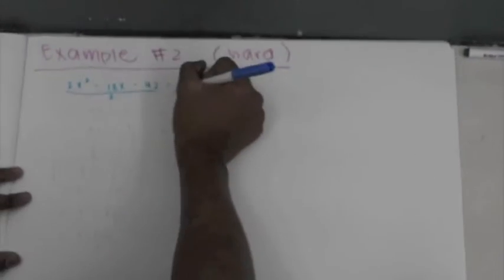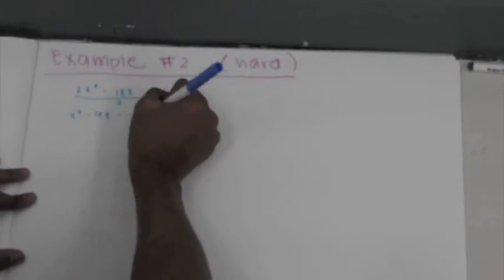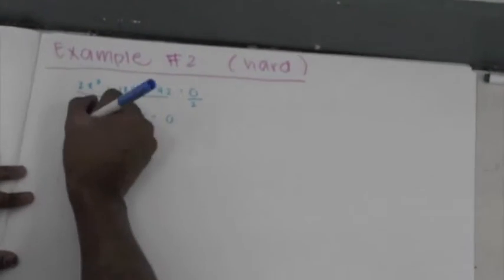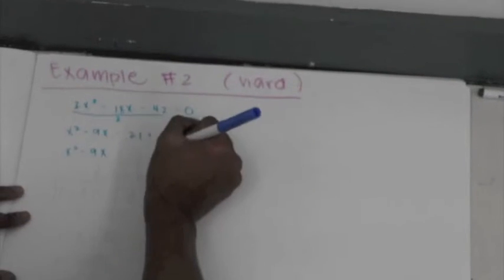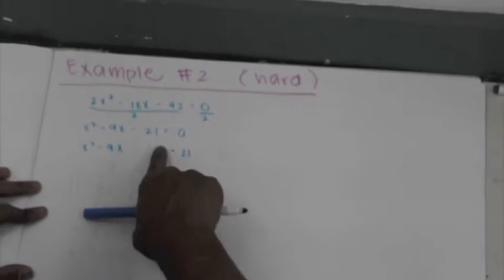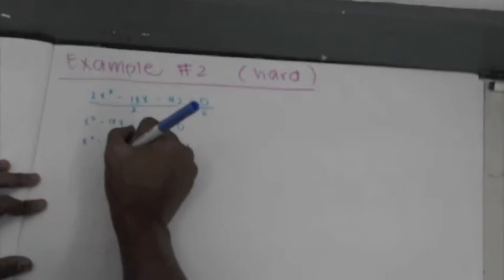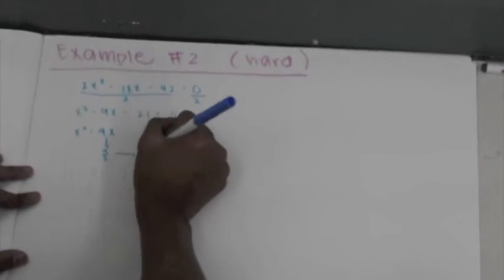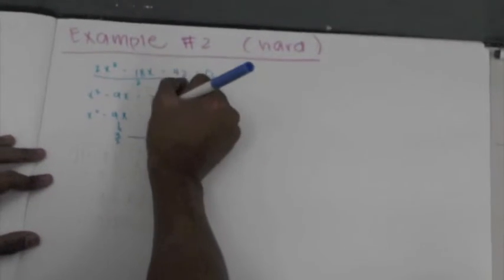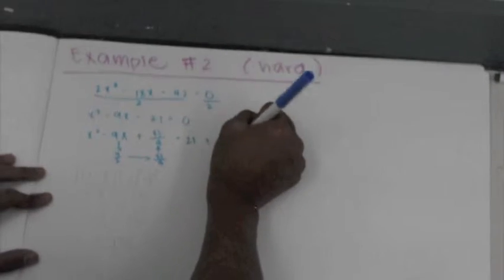To make things easier, divide the whole equation by 2. Then it becomes x squared minus 9x minus 21 equals 0. Then we do the same process. Transfer the third term to the other hand side. Now divide the middle term by 2, which becomes 9 over 2. Then you square 9 over 2, it becomes 81 over 4. Then you add it also to the other hand side.